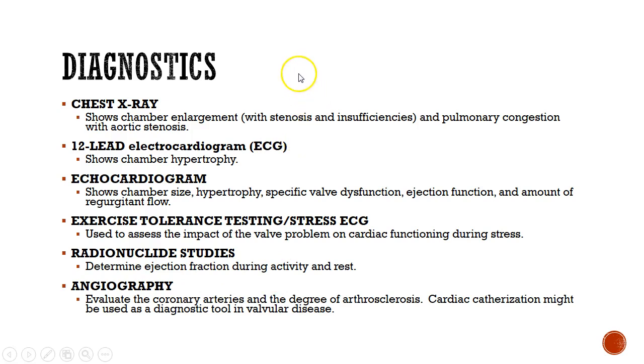Know the different diagnostics that are used with different cardiac disorders, anywhere from chest x-ray all the way down to angiography. X-ray looks at structure. Angiography is particularly used to look at the degrees of atherosclerosis, and usually, if any is detected, catheterization can be used as well as a diagnostic tool.